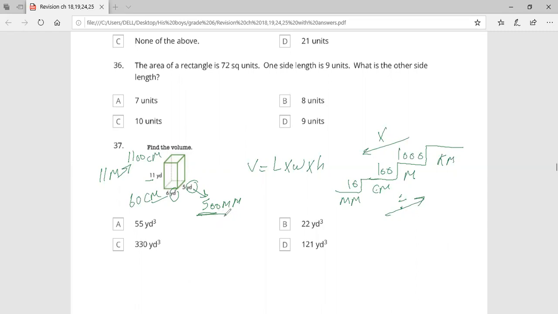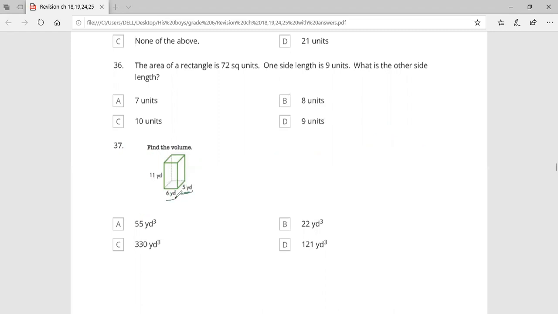if you change 500 to centimeter, we have to divide it by 10. You get 50 centimeters. After that, you multiply 50 by 60 by 1,000 and 100. But it's easy. Here you just multiply because it is the same unit: 11 multiplied by 6, multiplied by 5, length multiplied by width multiplied by height, and you get the answer. 30 multiplied by 11 is 330, and put 0.